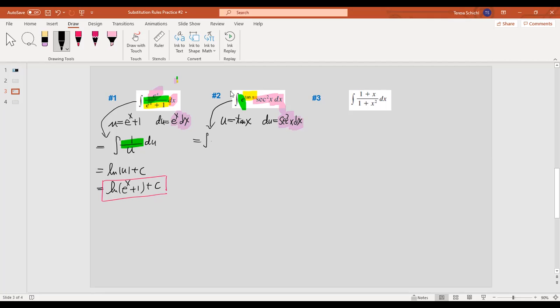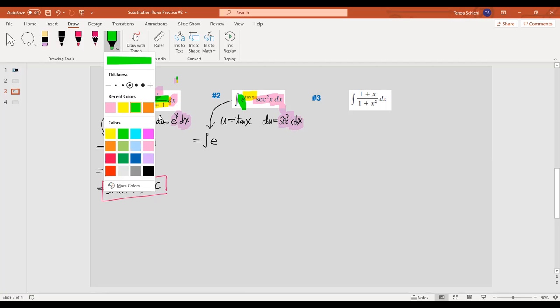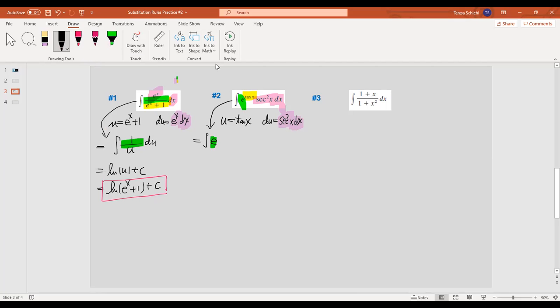So e is my function, so it's still there. Then e^u, and all this light purple is du. That's beautiful. So what is the integral of e^u? It will just be itself, so it's e^u plus C. Then don't forget to substitute back what you have here. So e^(tangent x) plus C.